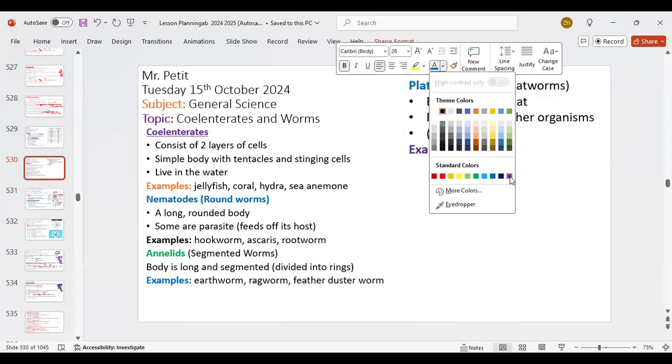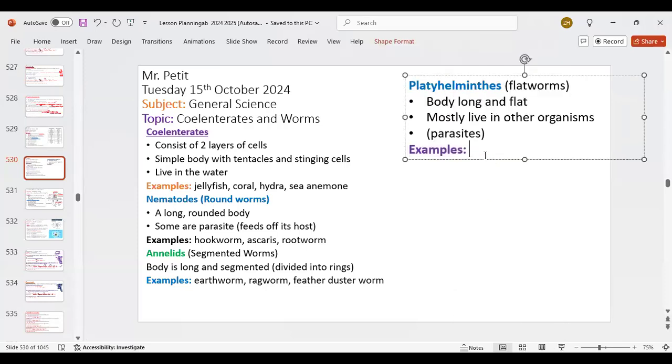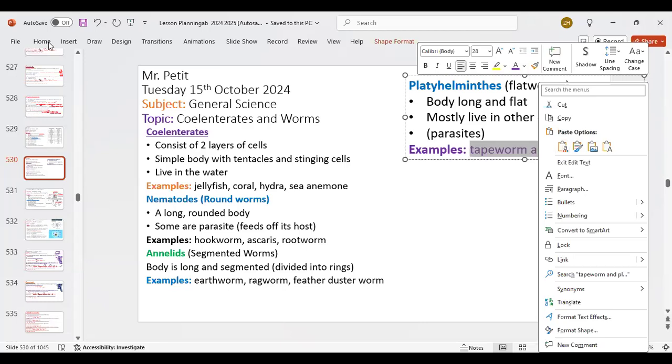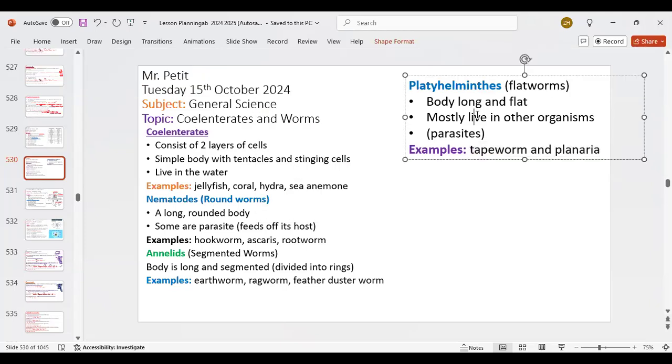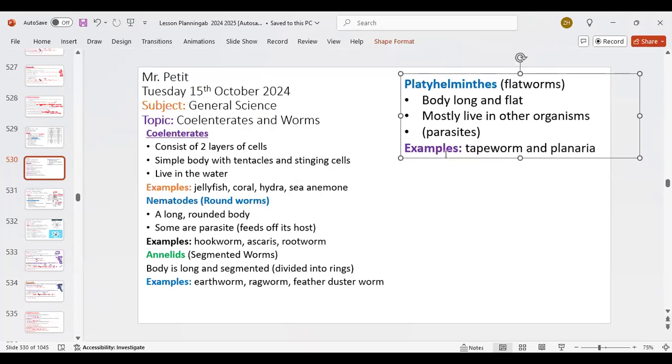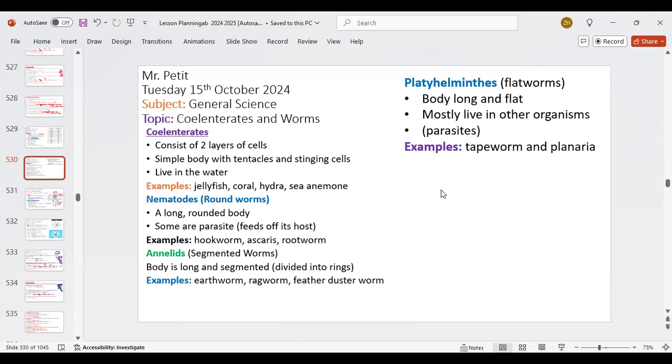Yes, sir. Good. Examples would be what? Tapeworm and what? Planaria. Right? These are flatworms. Okay, so let me show you some examples of them.